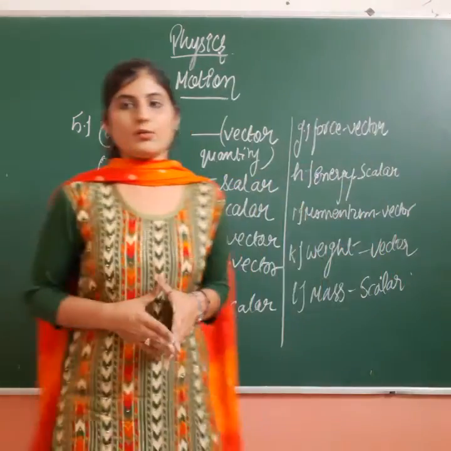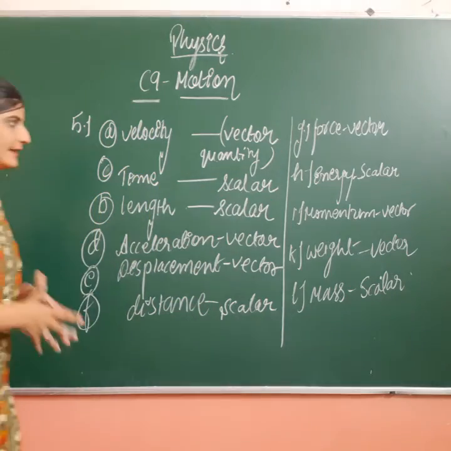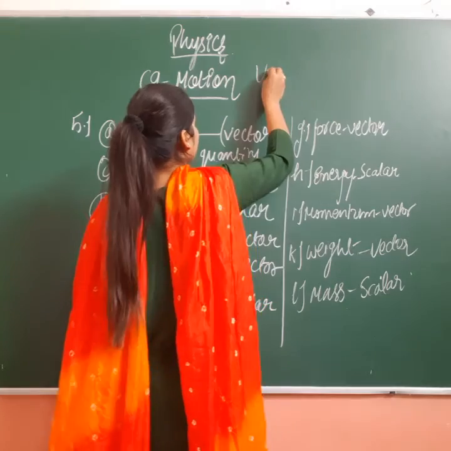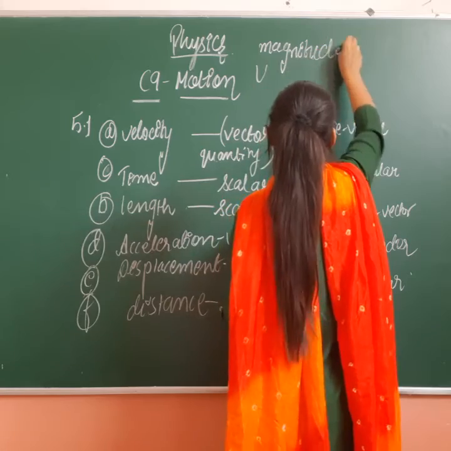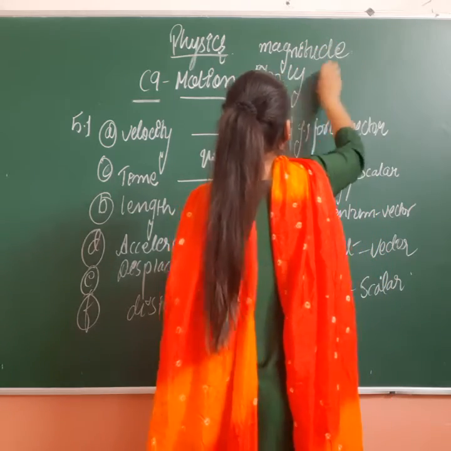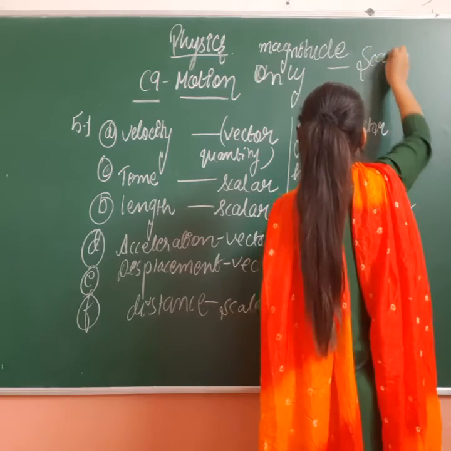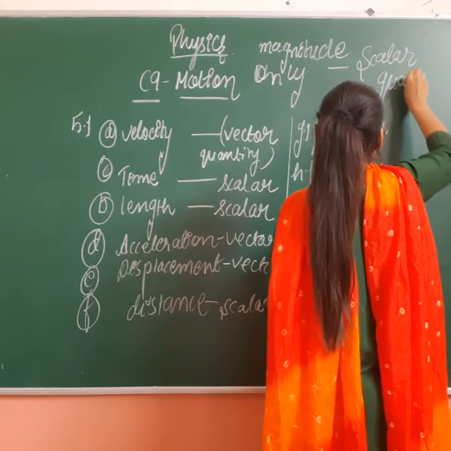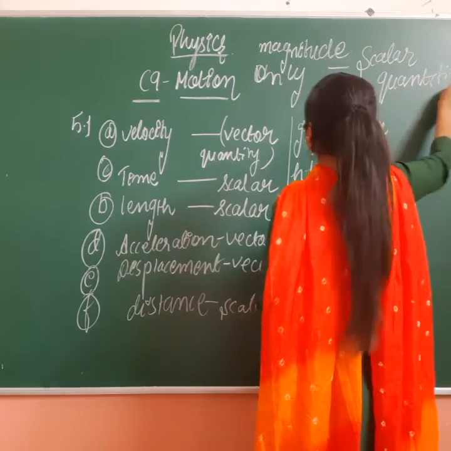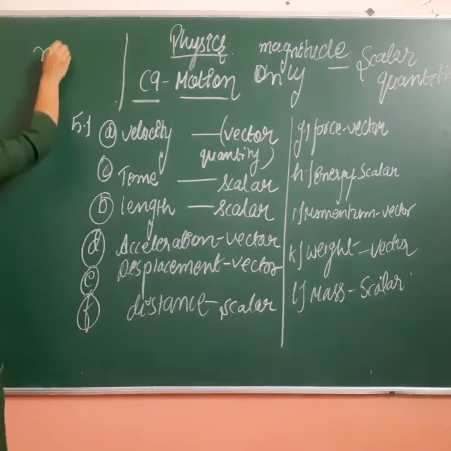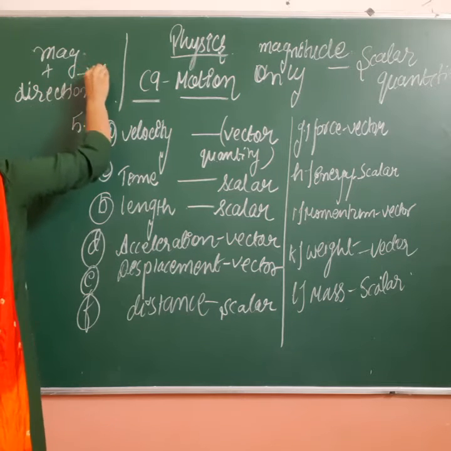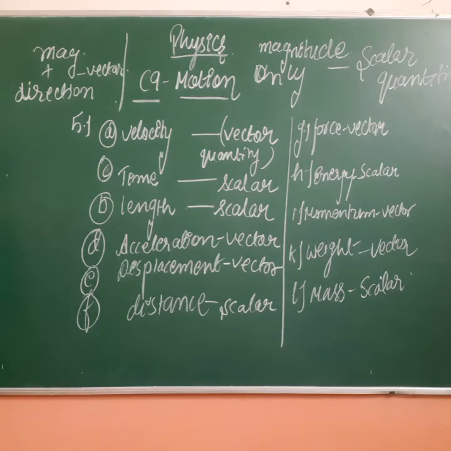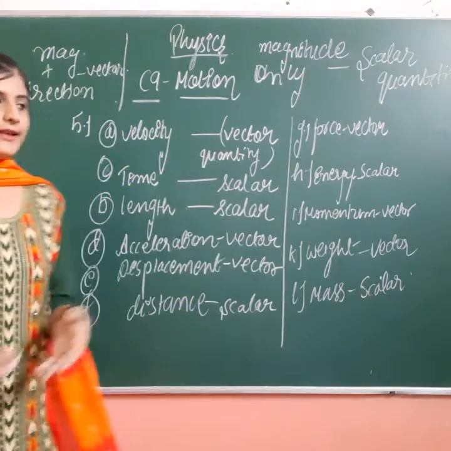So why are they scalar quantities? Because they have only magnitude, only value. Those are scalar quantities. Those which have direction as well as magnitude are vector quantities. Okay, so they have the magnitude as well as directions.